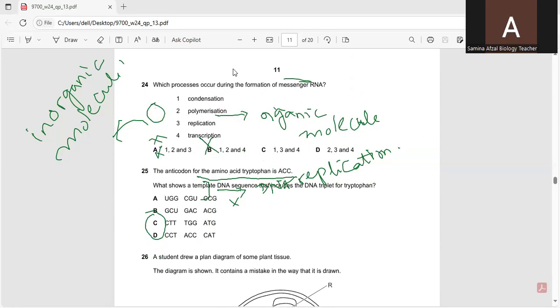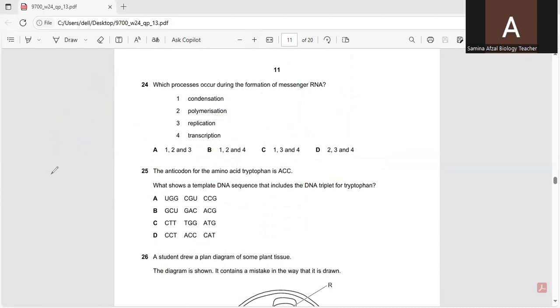Now question number 24. Which processes occur during the formation of messenger RNA? So the formation of messenger RNA. They have given us, first of all, the condensation.